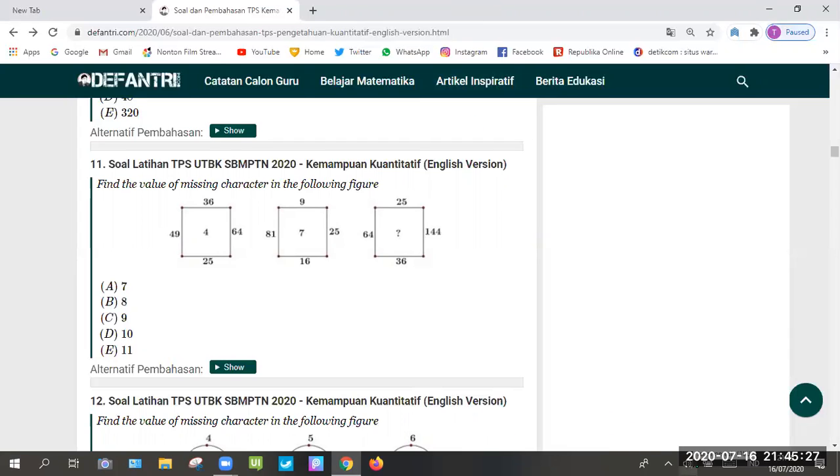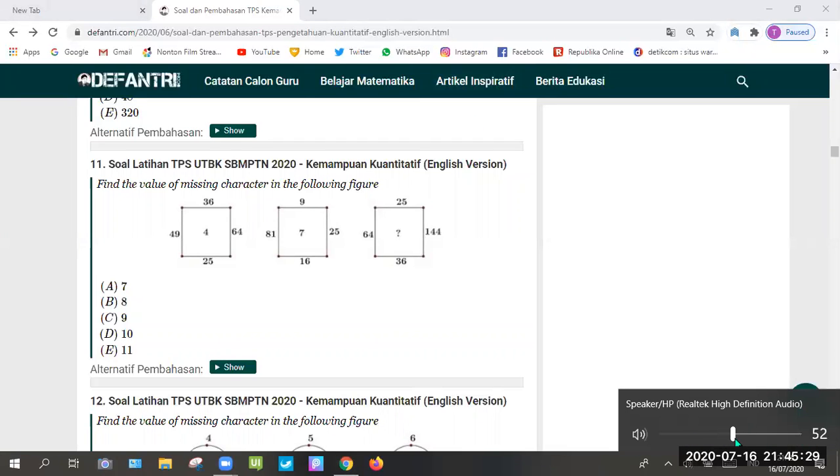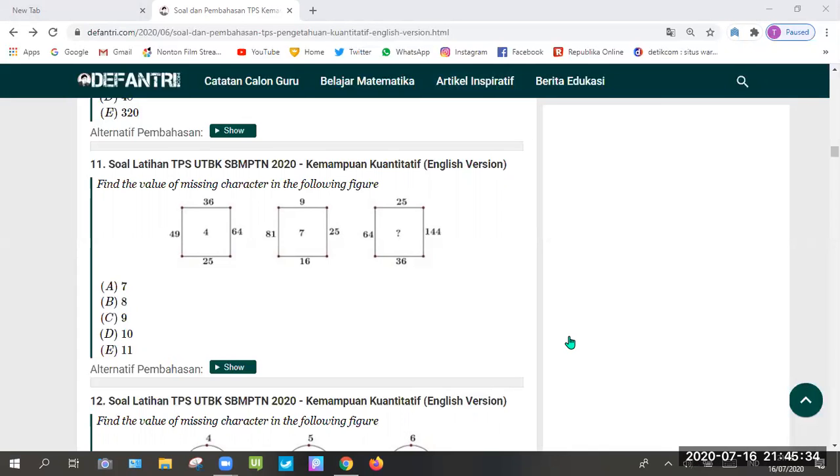So first we got 25, 49, 64, 36. And next one, 9, 81, 25, 16. And then the last one, 25, 64, 144, and 36. What do all these numbers have in common? They all can be rooted. Like this, all right? Do it to everything.